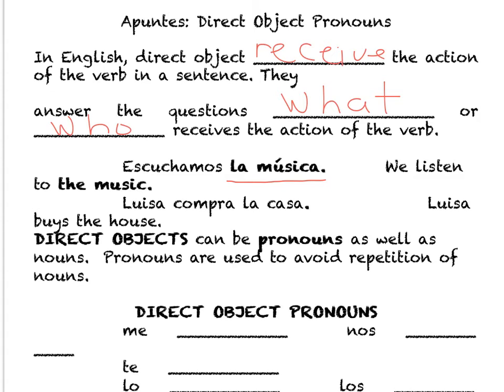In the second example, Luisa compra la casa. And I ask again the question, ¿qué compra Luisa? And then I would find that la casa is the answer to that question.